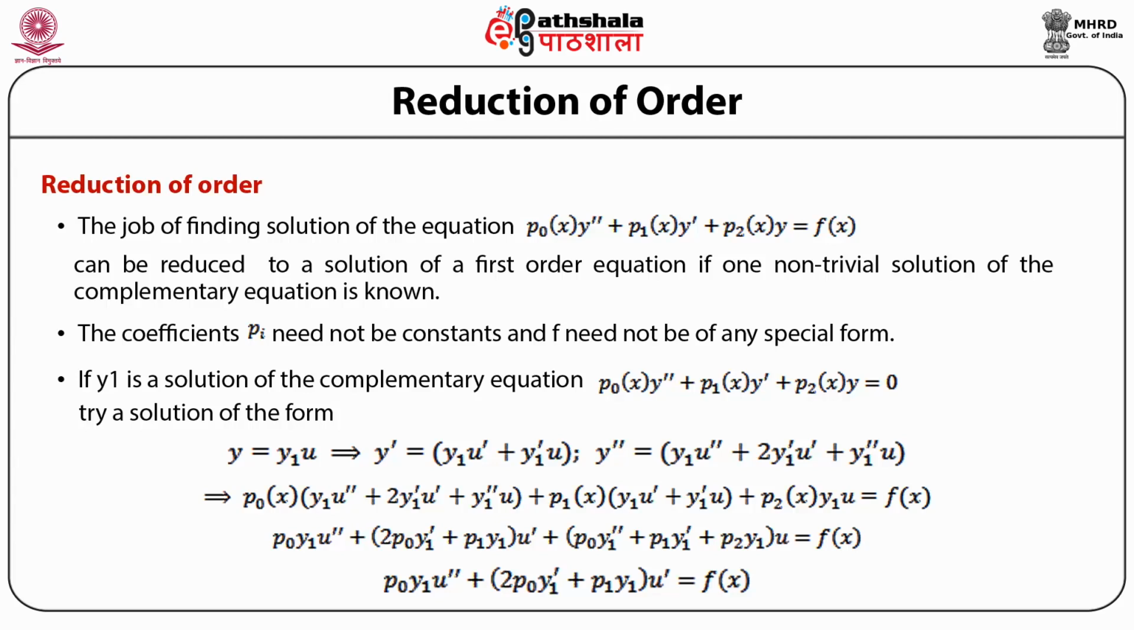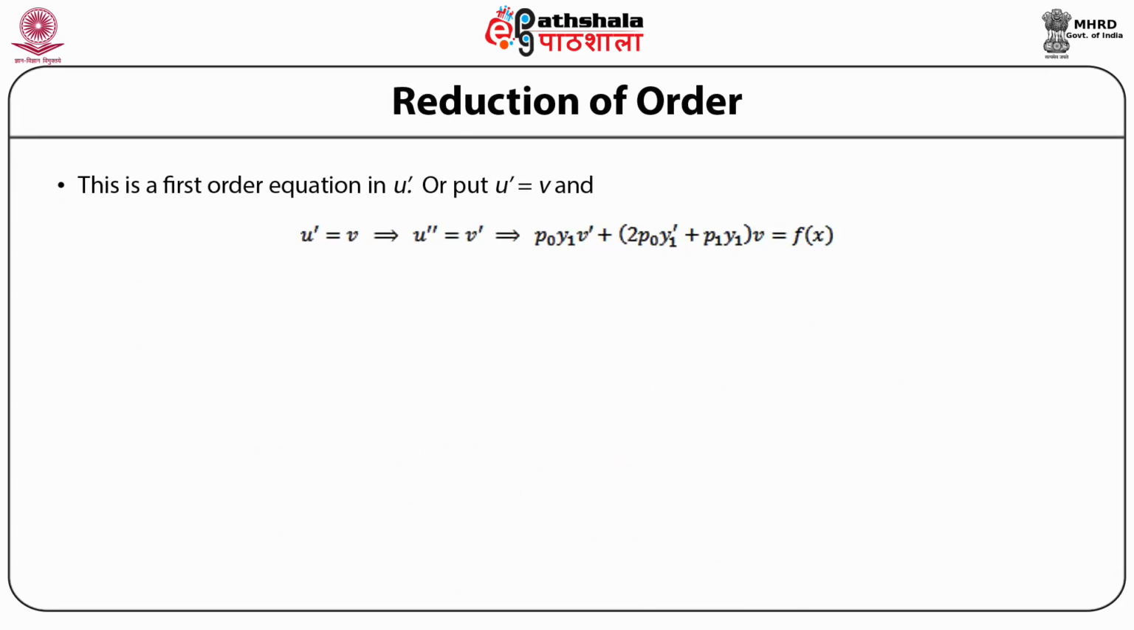Since y1 is a solution of the complementary equation, the coefficient of the u term is 0. Thus, the equation reduces to p0 y1 u double prime plus u prime multiplied by within the brackets 2 p0 y1 prime plus p1 y1 equals f(x). This is the first order equation in u prime.